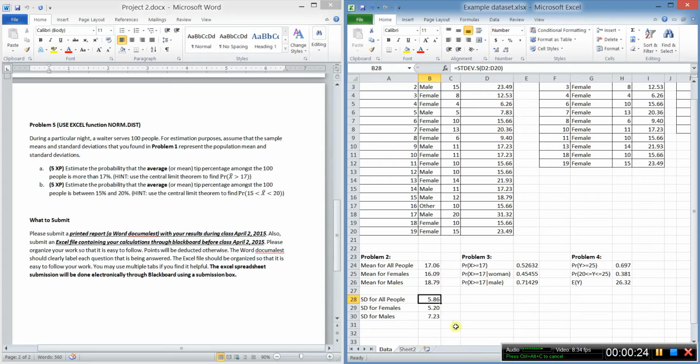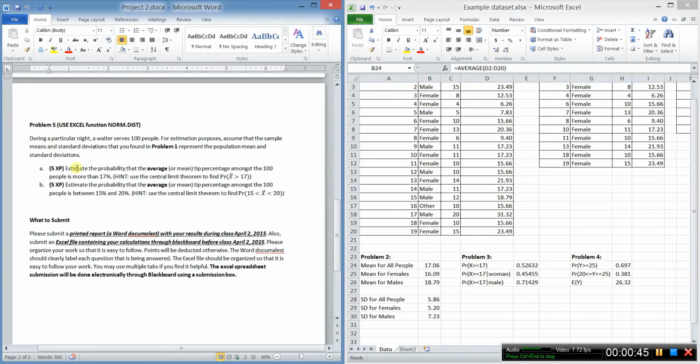We often have to do this in statistics because we don't have a population, we have a sample. So what do we do? We hope that the sample mean and standard deviation are close enough to the population that we can use them to make inferences about the population. So the question says estimate the probability that the average tip percentage amongst the 100 people is more than 17%.